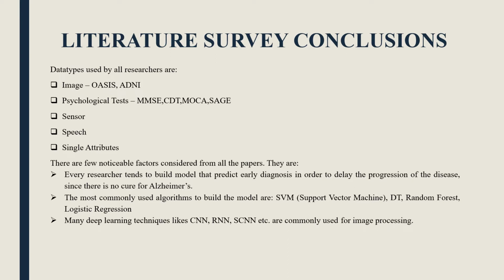There are few noticeable factors in all the papers that I have collected: every researcher tends to build a model in order to predict the Alzheimer's disease. This is because as there is no cure for Alzheimer's disease, the only thing that can be done is delaying the disease progression. And also most commonly used algorithms that I have observed in this case are SVM, decision tree, random forest, and logistic regression. And also for image processing, many deep learning techniques like CNN, RCNN, hybrid CNN, SCNN, these are all used for image modeling.